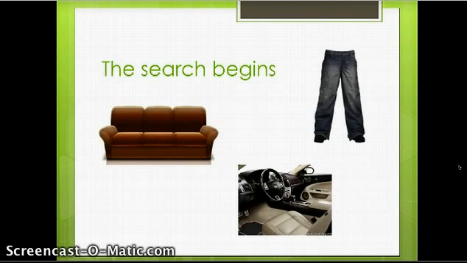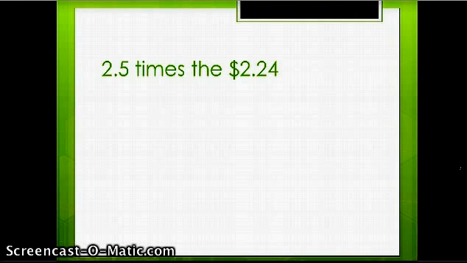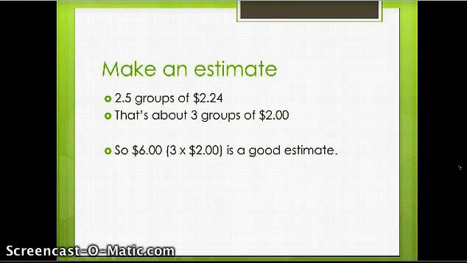So I took a look at this. I need 2.5 times the $2.24. And I needed to know this. I wanted to make an estimate about how much money that would be before I got started. Now I know that 2.5 groups of $2.24, that's about 3 groups of $2. So it seemed to me that $6 would be a really good estimate. That's 3 times $2. I set this up like whole numbers because decimals look so much like whole numbers.